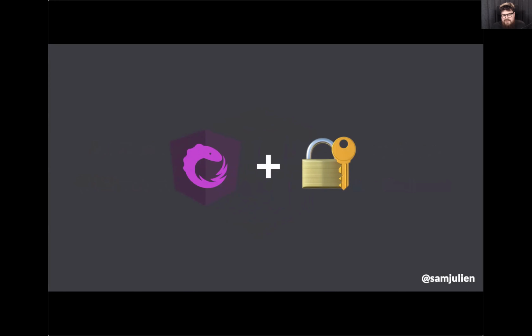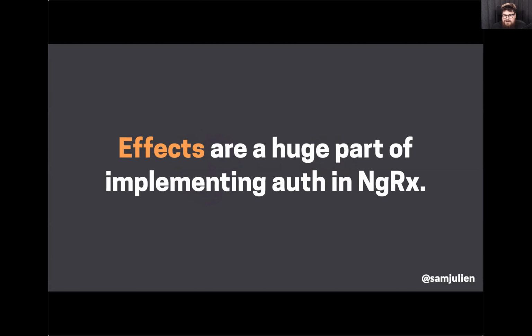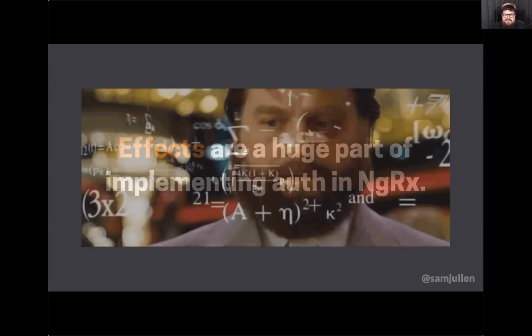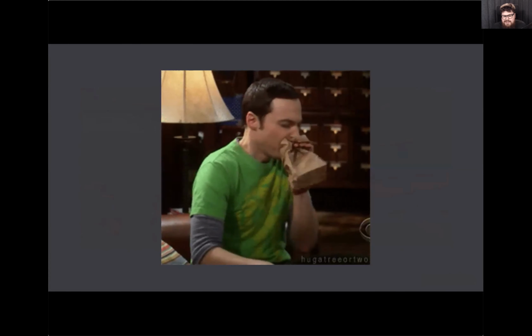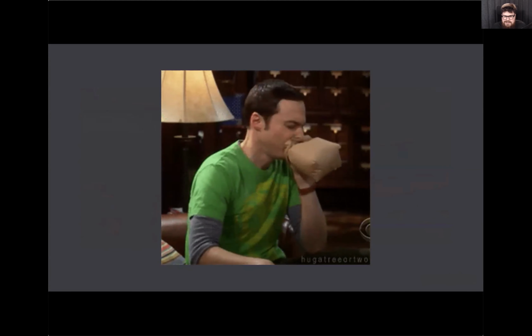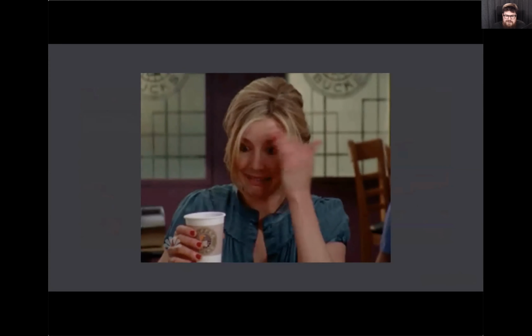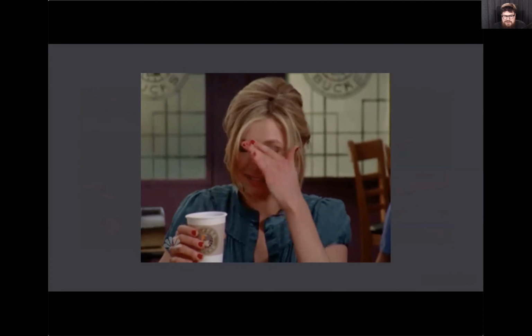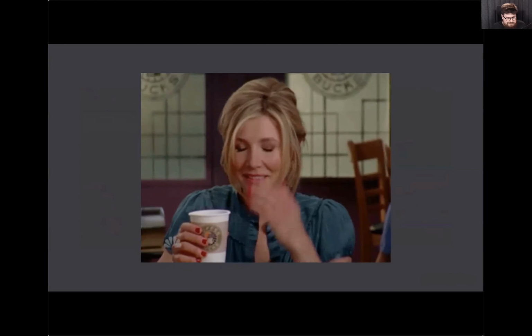Over the last year or so, I was giving a talk that was a little more broad on authentication in NgRx. I gave it at a couple of different events, and I kept running into people getting really confused, because it turns out that effects are a really big part of implementing auth in NgRx. It doesn't take rocket scientists to put two and two together and figure out that effects are the biggest part of giving people anxiety about adding authentication to an NgRx application. So the goal of this talk is to help demystify some of that and make you a little more relieved when you try to tackle it.